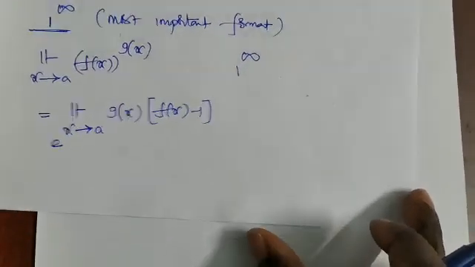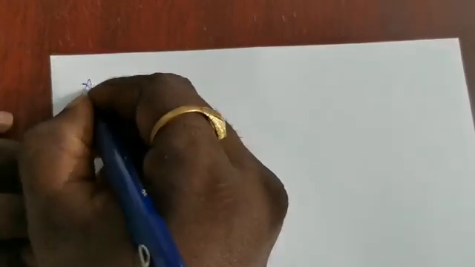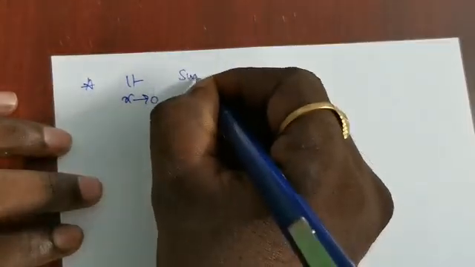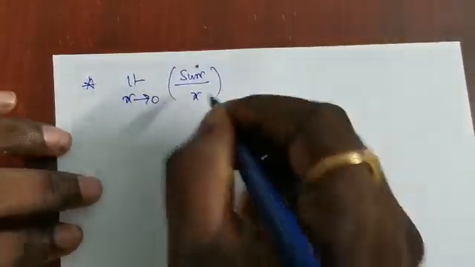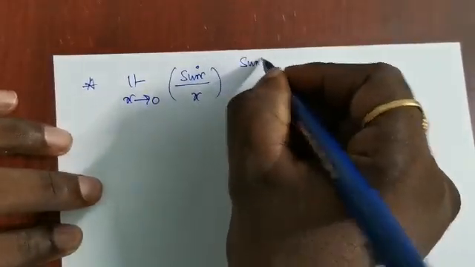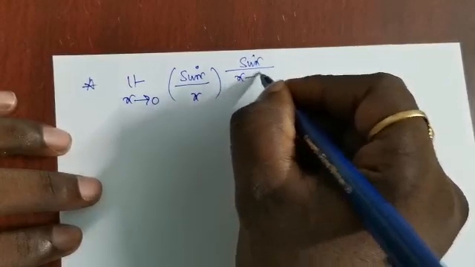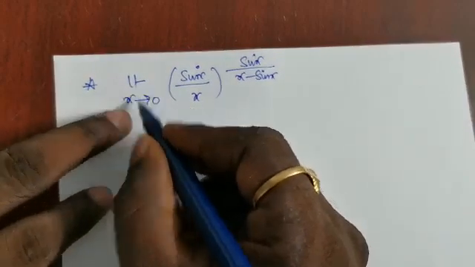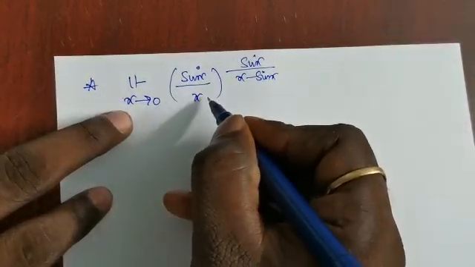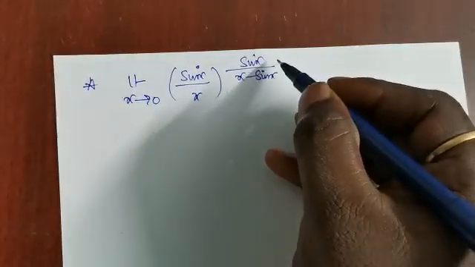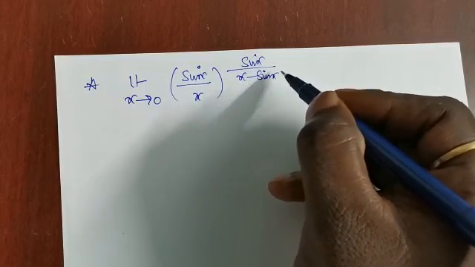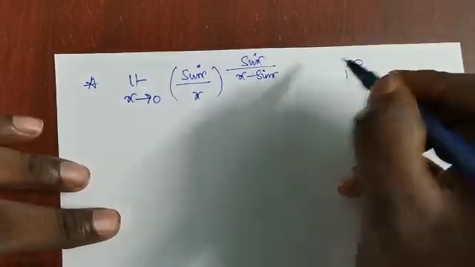Now let us solve one problem using this format, that is limit x tends to 0, sin x by x whole power sin x by x minus sin x. Now see, limit x tends to 0 sin x by x is what? 1. And coming to the exponent, sin 0 is what? 0, and x minus sin x is 0. 0 by 0 is indeterminate, so it is in the form of 1 power infinity.